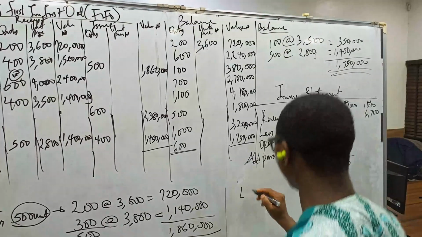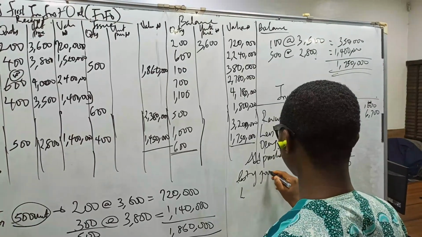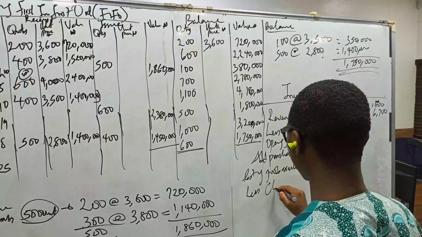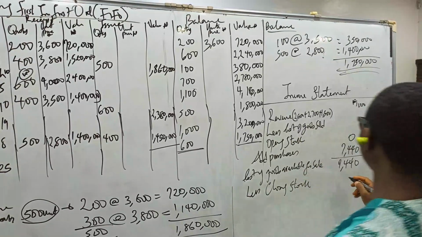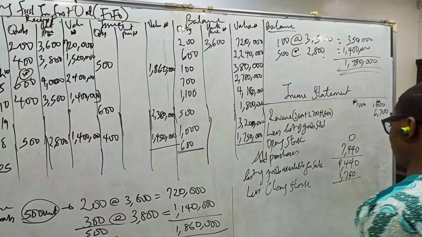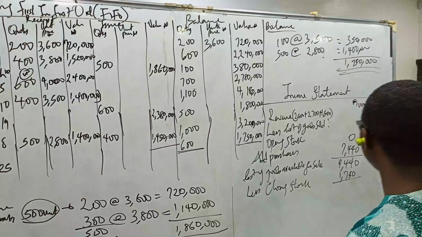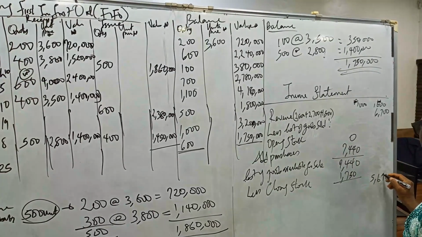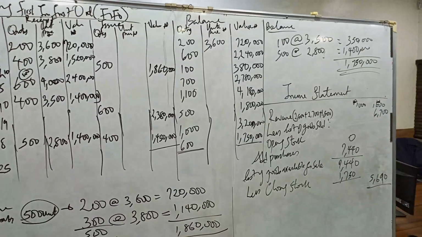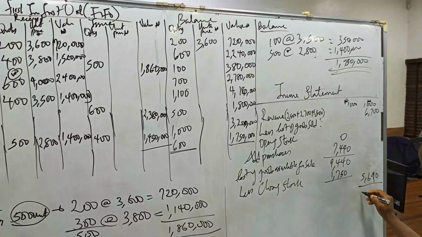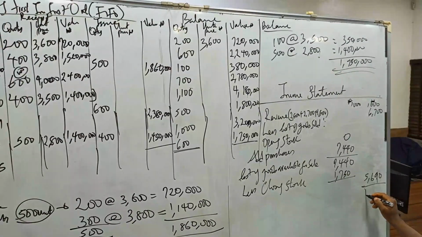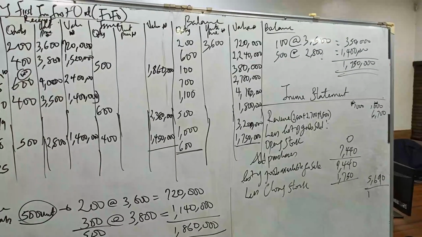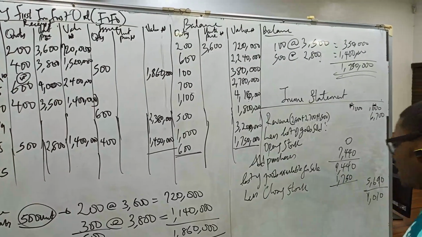The next thing to do is to less our what? So this gives us our cost of goods available for sale. Then we less our closing stock. And the value of our closing stock is 1,750,000 naira. And that will give us 5,690, and we have our gross profit to be 1,010, and this is our gross profit.